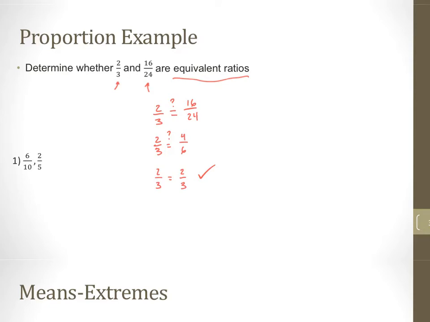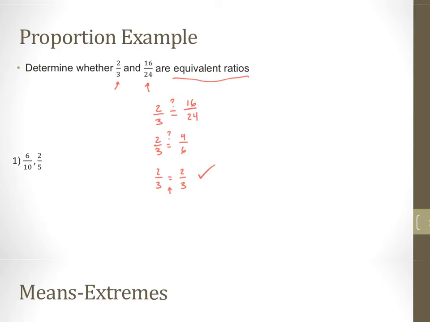And what makes a proportion is this equal sign. Without an equal sign, you're just looking at two ratios. You just have a list of fractions. But as soon as you have this equal sign, you are comparing these two ratios and you have a proportion.